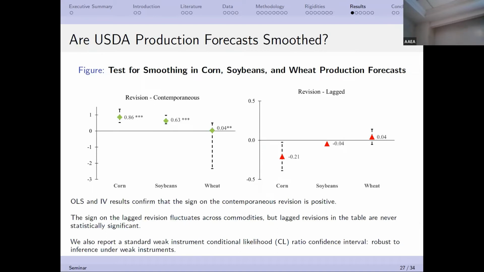And similarly, the lag revisions are negative, where they should have been positive to be consistent with smoothing. For wheat, we do know that current period forecast revisions are positive, but the lag revisions are also positive. But the lag revisions are statistically insignificant, so we fail to conclude any evidence of strategic smoothing in production forecasts.